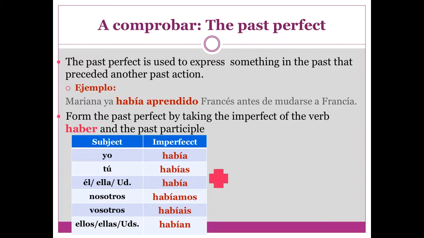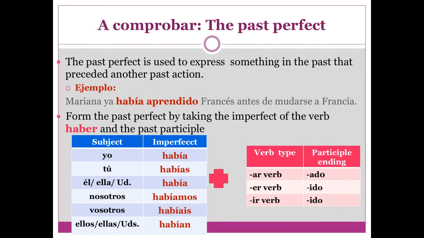And then we're going to add to that what you already know how to do from chapter 11, the very first series of grammar. I think it's point 3. We're going to use the past participle of the verb. Remember, AR, ER, IR verbs and the participle endings ado and ido. So looking at the sentence example up there, aprender is the verb. Since it's an ER verb, it's aprendido. Había aprendido. Mariana had learned French.